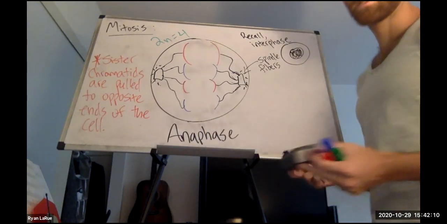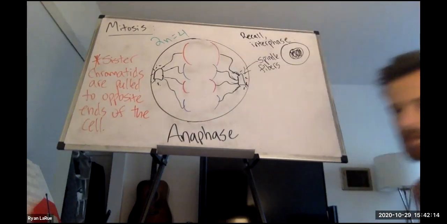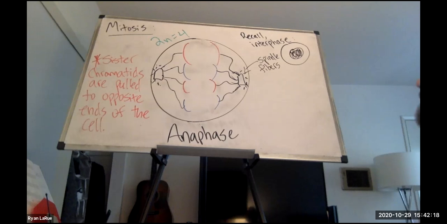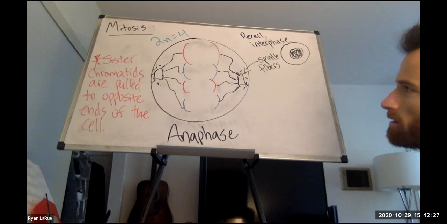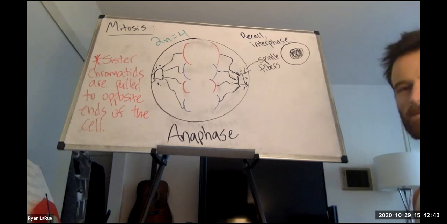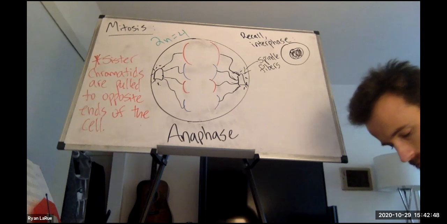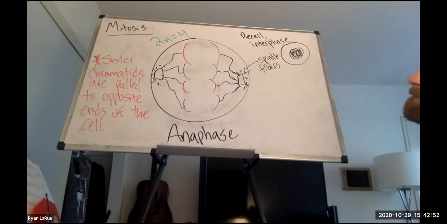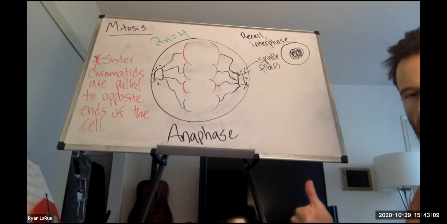Okay, so this is anaphase. Spindle fibers are pulling the sister chromatids apart from one another to opposite ends of the cell. Okay, is everyone caught up here?